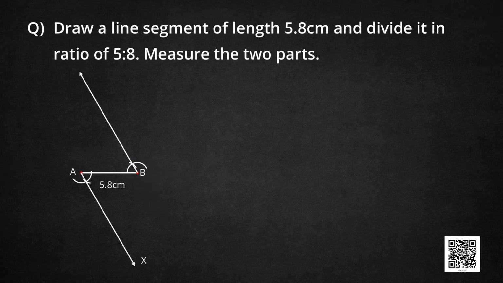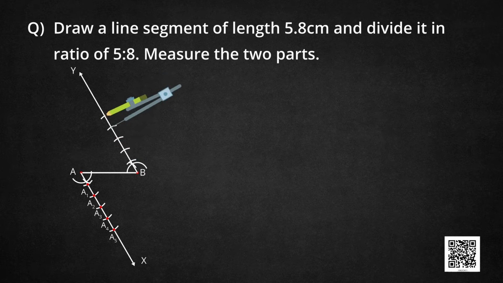Now draw the same acute angle at point B to get ray BY. With A as center and convenient radius, draw an arc cutting AX at a point, say A1. Now with A1 as center and the same radius, draw an arc cutting AX at point A2. So we get AA1 equal to A1A2. Similarly, mark points A3, A4, A5. We are taking 5 points because the first number in the ratio 5:8 is 5. Now in the same manner, we will get 8 points on BY like this. That is B1, B2, B3, B4, B5, B6, B7, B8.